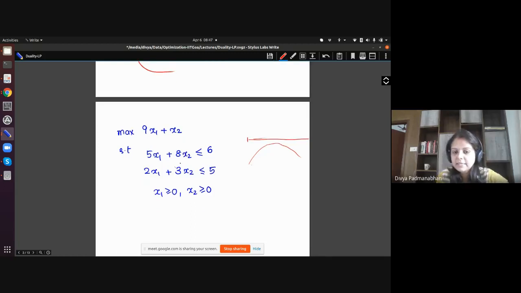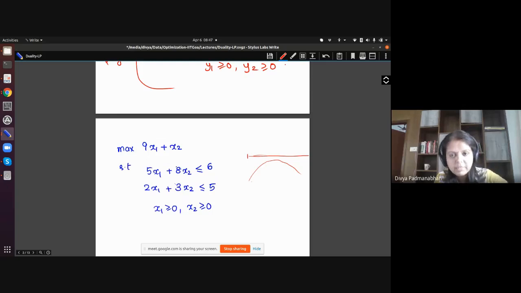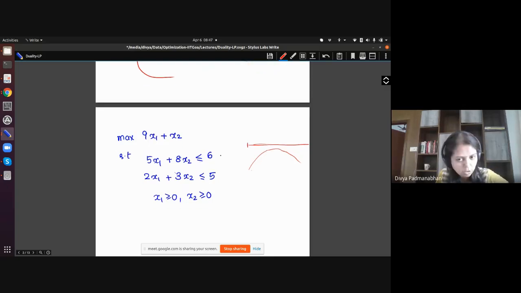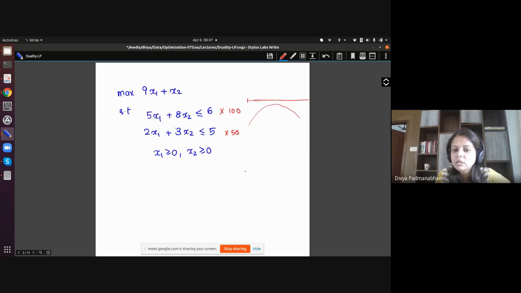In this case, if we try to use a similar idea, you can multiply this with some value, let me say something like 100. And suppose here I multiplied it with, say, 50. Now when I multiply these two inequalities and add, can you tell me what you get?